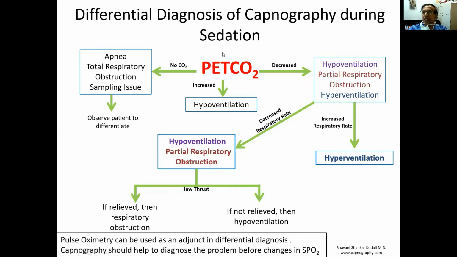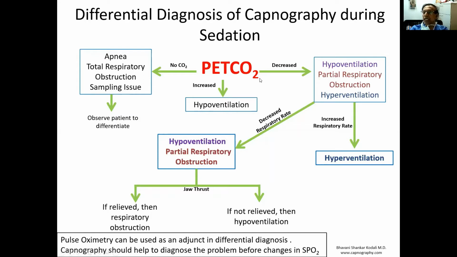there are three things that can happen to end-tidal CO2 during sedation: no CO2, decreased CO2, or increased CO2. If there is no CO2, it is either apnea or total respiratory obstruction, or there is a problem with the sampling of CO2 from the patient. So immediately you observe the patient to determine what is the cause of no CO2.